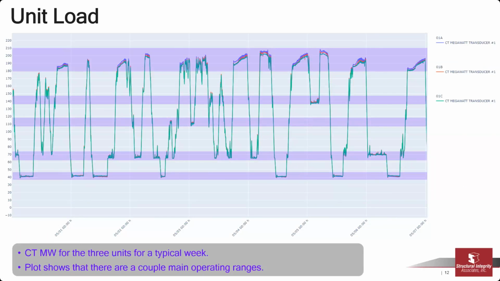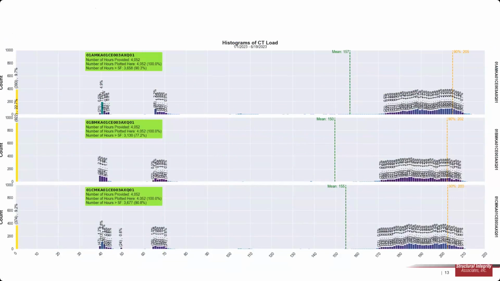And if you get into it, one of the aspects of monitoring and trending is, you want to be able to identify which conditions are driving the most damage. So this is a plot of load versus time, again, just overlaying the 3 units, showing that Duke generally operates them simultaneously. So we shouldn't be expecting very different trends when we get into the data.